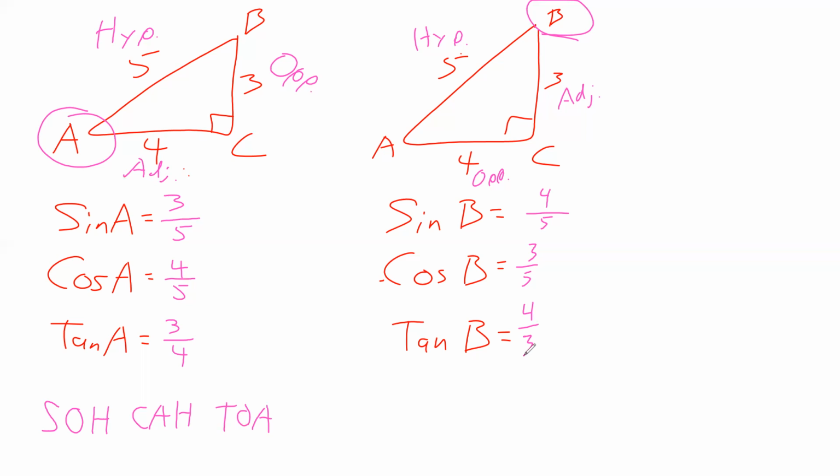The other thing you should notice is that since I used the exact same triangle, some things are similar on both of these. In fact, we have values that are equal. Sine of A was equal to what over here? Sine of A was equal to what on the other side? Cosine of B. Cosine of A was equal to?